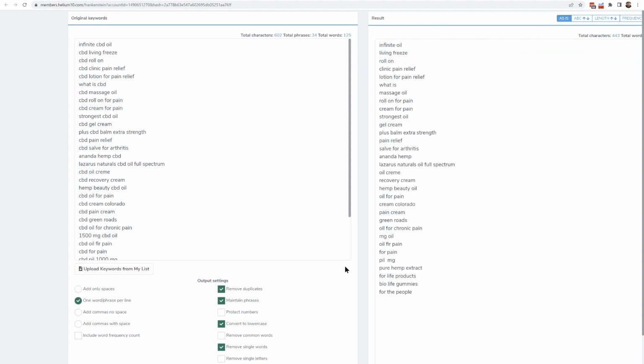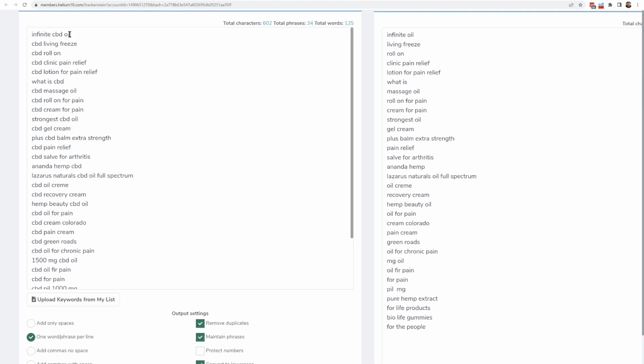I need to do one word or phrase per line. So take a look here. Infinite CBD oil became infinite oil. CBD roll-on became roll-on. CBD recovery cream became recovery cream. So I don't have to go one by one to all of these phrases and take out CBD, and figure out which ones have CBD or which ones have hemp or whatever other keyword I might think is forbidden. I just have to click two things right here in Frankenstein, and it's going to remove that keyword from all of the phrases. And then I still have the remaining phrase that I could put into my listing.